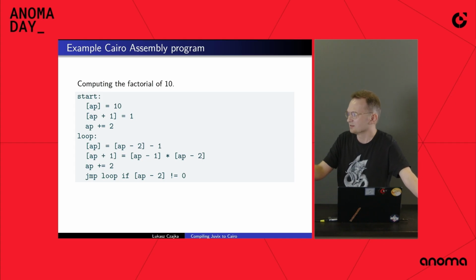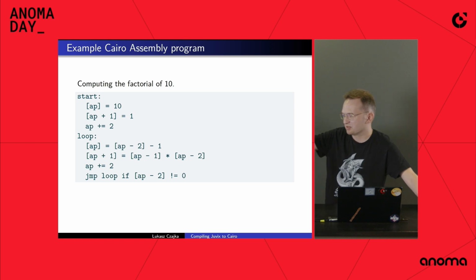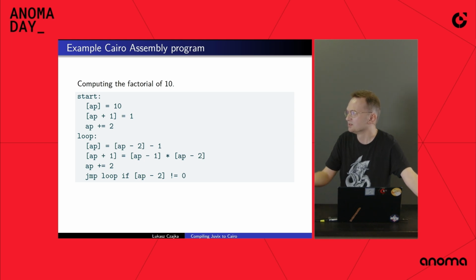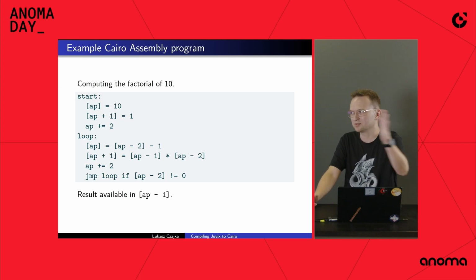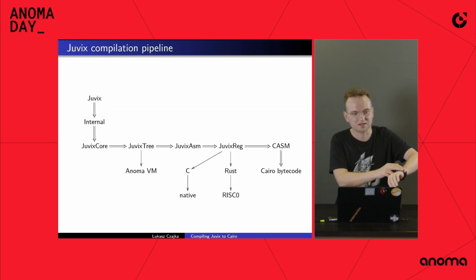the numbers. Here we have some jumps. We can modify the AP register. We have some conditional jump. As I said, don't try to understand too much out of it. At the end, we get the result at this memory location. The point here is to give you some rough idea of what we're dealing with. So we have this high-level language that we somehow need to compile down to something like this.